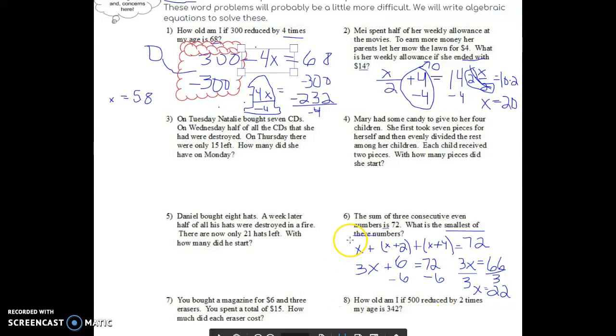Is x my smallest number? Yes. Okay. And then to check this, if my first number is 22, my next consecutive even integer is 24, and then the third one would be 26. So I take my handy dandy calculator, and I do 22 plus 24 plus 26. What do I get? I should get 72. All right? If not, something's wrong.